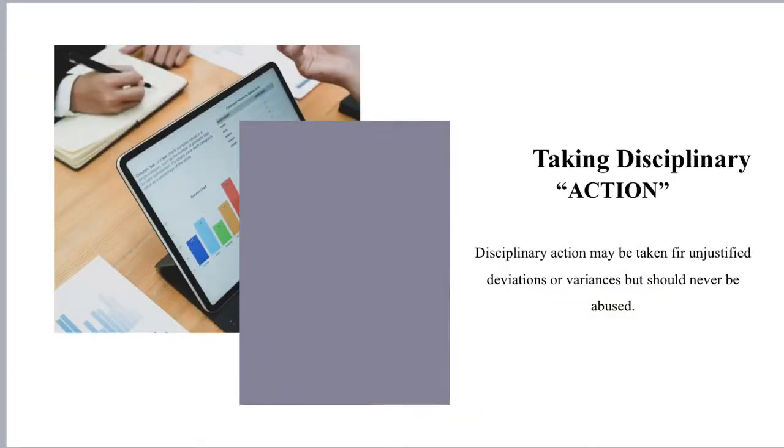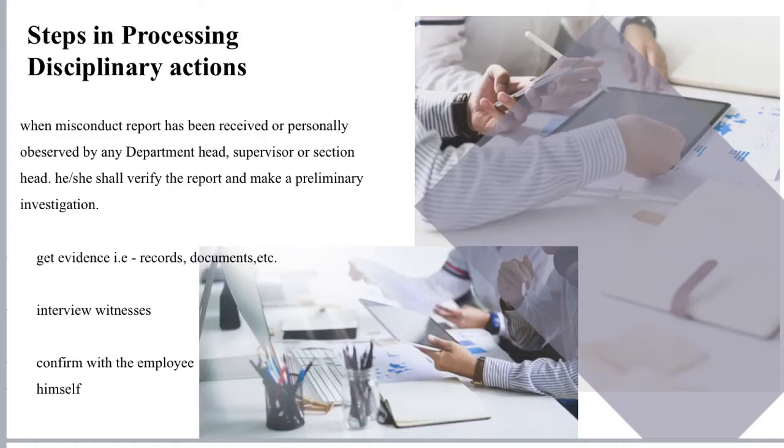Taking disciplinary action. A disciplinary action is a reprimand or corrective action in response to employees' misconduct, rule violation, or poor performance. Depending on the severity of the case, a disciplinary action can take different forms, including a verbal warning or a written warning. A disciplinary action may be taken for unjustified deviations or variance but should never be abused. So these are the steps in processing disciplinary actions.